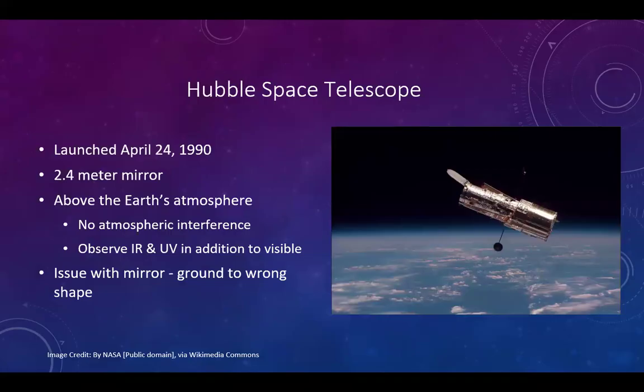The Hubble Space Telescope was launched on April 24, 1990. It has a 2.4 meter mirror. Basically, the size of the space shuttle bay is what determined the scale of this telescope. It's above the Earth's atmosphere, so there's no atmospheric interference, and it can observe infrared and UV in addition to visible. There was initially an issue with the mirror. It was ground slightly wrong.